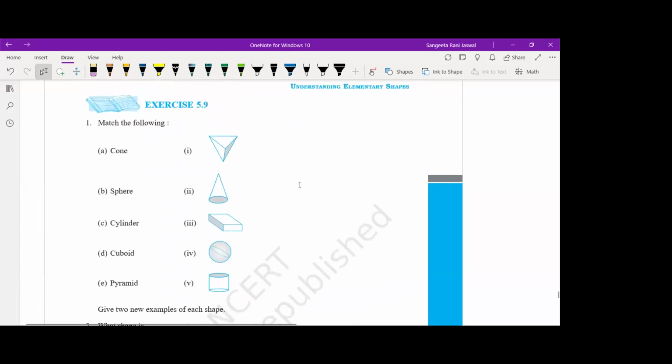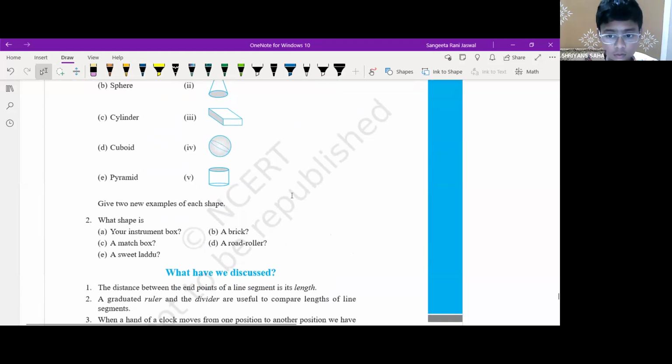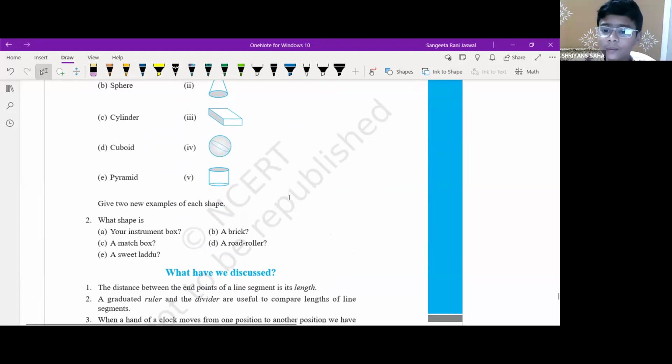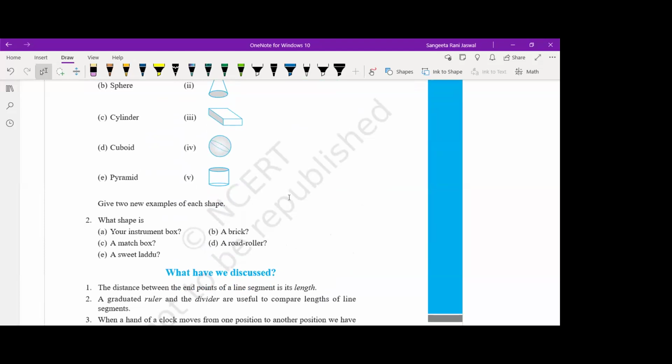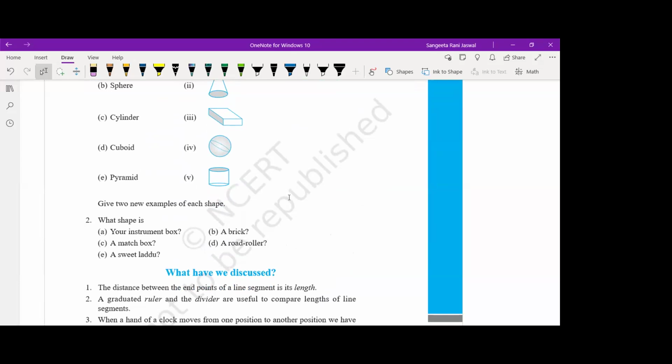Okay, let's see this. Match the following. Now, cone. This matching thing you can do. What shape is your instrument box? You all know. Rectangle. Oh, cuboid. Ma'am, I thought 2D or 3D. Oh, ma'am, I thought you were talking about 2D. No, beta. We are doing 3D shapes. So it's a cuboid.